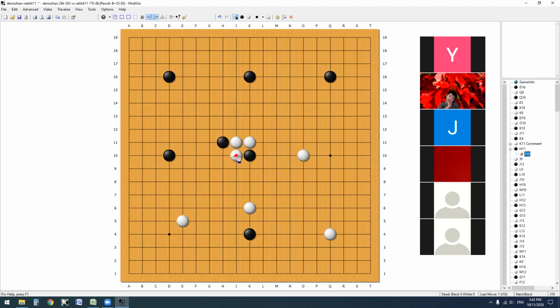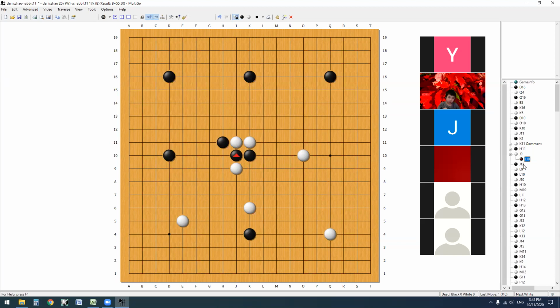So as I said, white should go here. But white goes with this jump. Is this a good move? Dennis, do you think this is a good move? No, it's not. Again, the problem is this move is not connected with those two stones, and black can just go here to cut your groups.